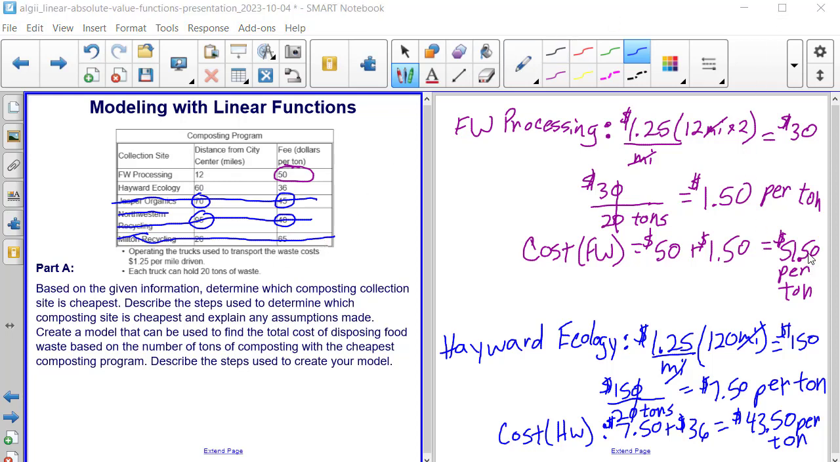So if we go back and compare FW Processing to Hayward Ecology, we can clearly see that Hayward Ecology has the cheapest rate and is therefore the most cost-effective program.